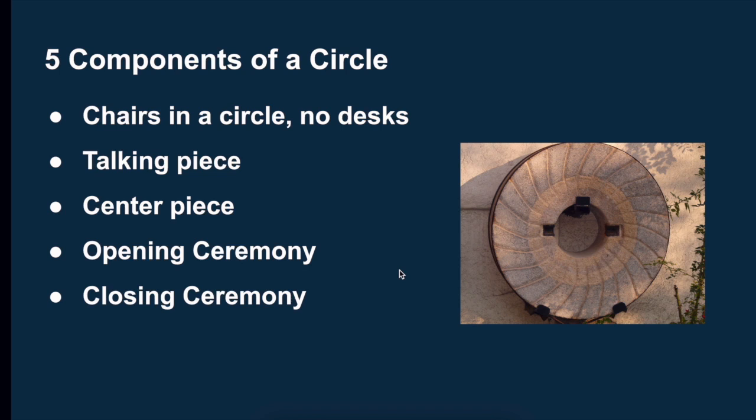So, 5 components of a circle. Really critical that there's no desks in front of us. That human connection of just seeing each other, not being able to hide a cell phone under a desk, all the things that you think about with students, think about with staff as well. Try to physically move desks out of the room if you can, or if you need. Chairs in a circle, there's a talking piece, so only the person with the talking piece talks, right? There's a center piece. There is an opening ceremony, closing ceremony.